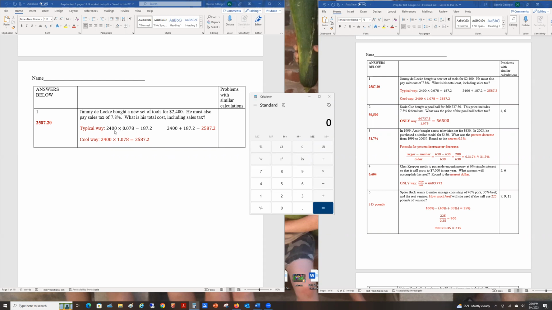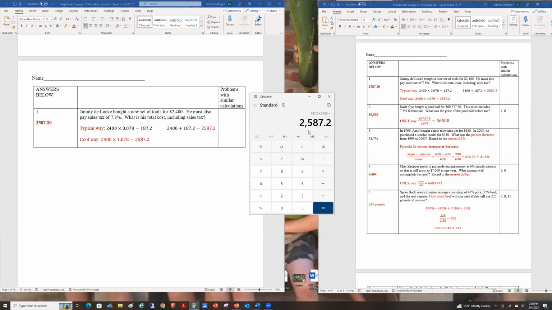Typically, what we do is multiply the 2,400 by 7.8%, changed to a decimal by moving the point 2 places to the left. The 0 to the left of the decimal is not necessary, but we put it there sometimes to call your attention to the decimal point. So when you multiply 2,400 by 0.078, you get the tax, 187.20. The calculator doesn't put a 0 there, but when you report your answer, you really would. And then I'm going to add that to 2,400.